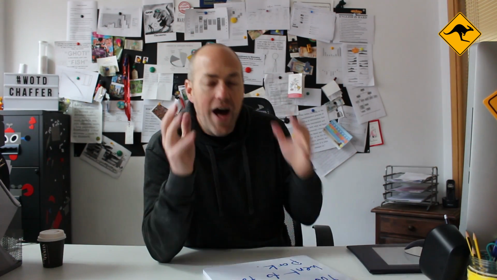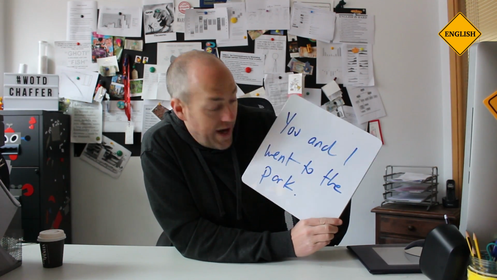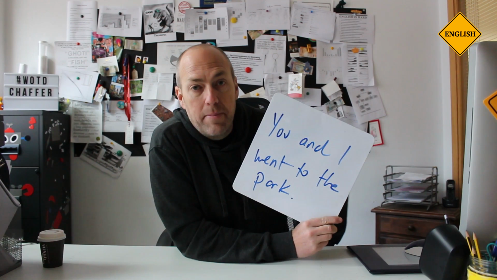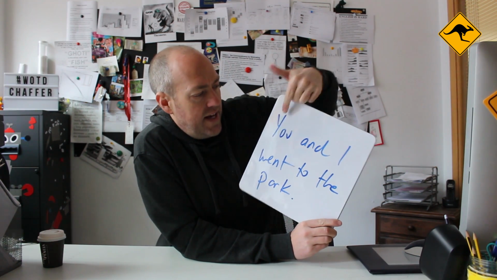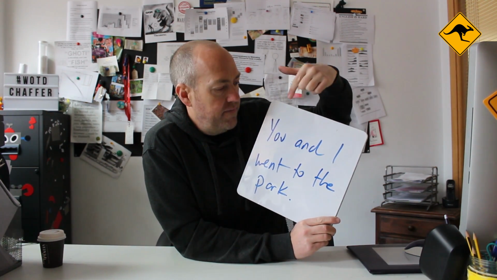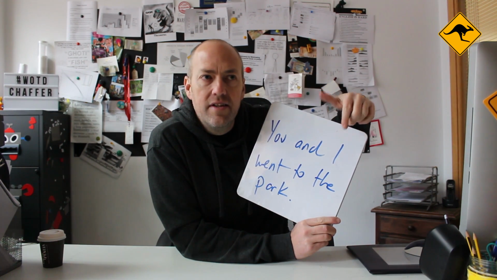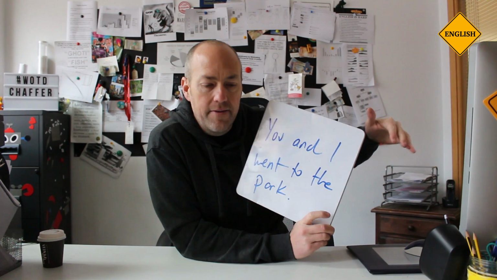But this leaves one important question unanswered, and that's why is it correct to say something like this? You and I went to the park. Because this seems to break the rule that I'm telling you about. Here we have more than one subject, but we are using two of these special exception pronouns, you and I.